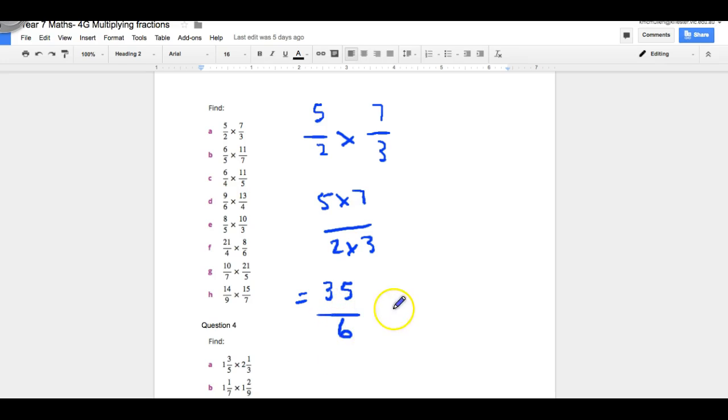How many times does 6 go into 35? Goes in 5 times, and then we have 5 remainder. So it's 5 and 5/6. These ones here are exactly the same method of multiplying, but you end up with a mixed number. So you need to be able to convert from an improper fraction to a mixed number.